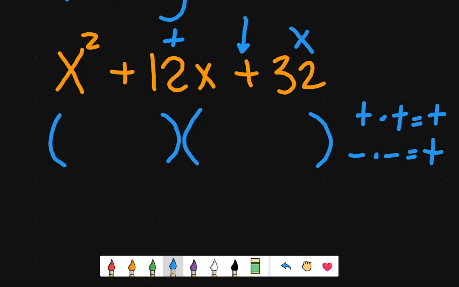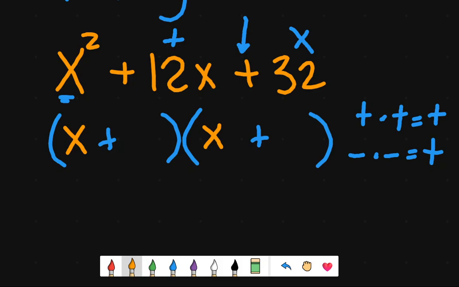We're going to put two plus signs inside of here because our 32 is positive. So when we multiply our factors together, we're going to get a positive 32. Now, look at the x squared. We have x to the second power here, right? That means that we have to put an x in front of both of our binomials.